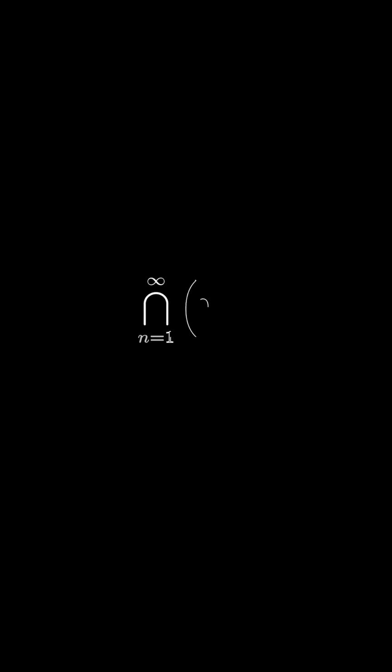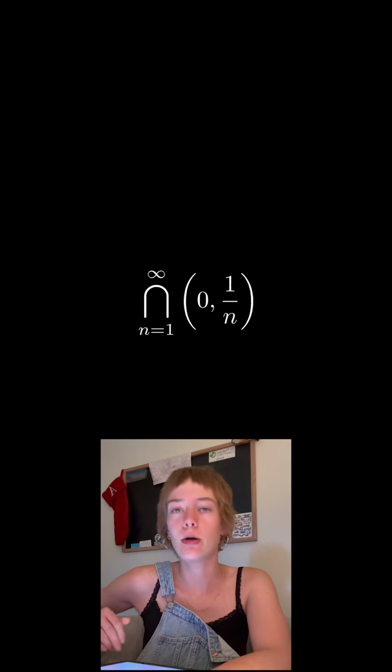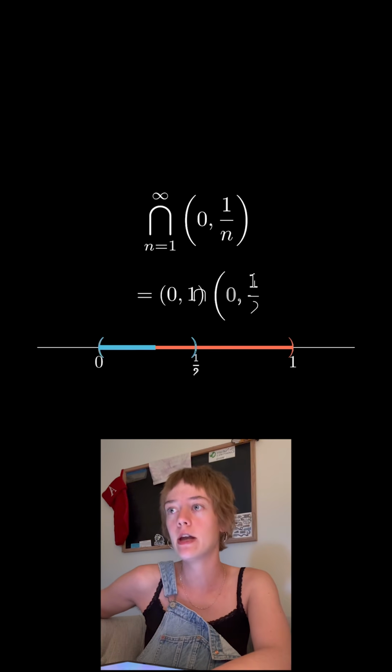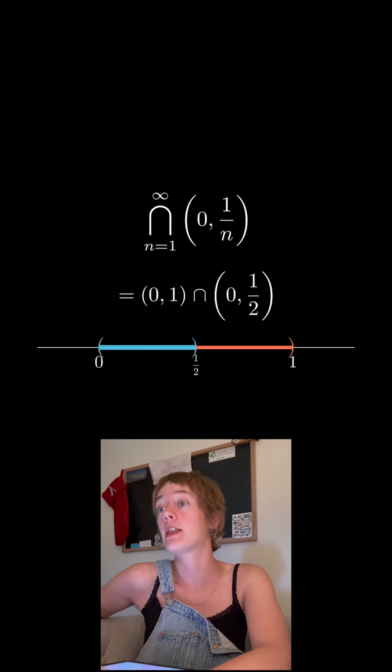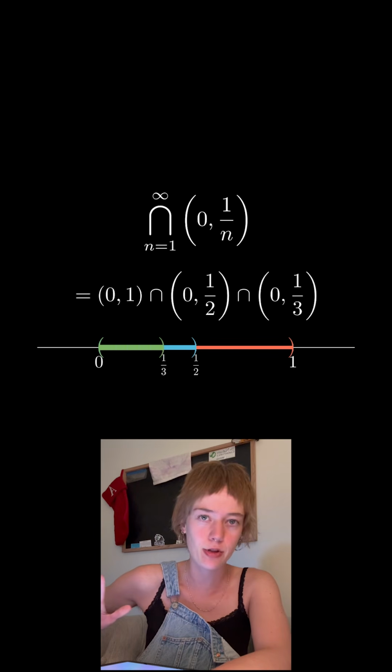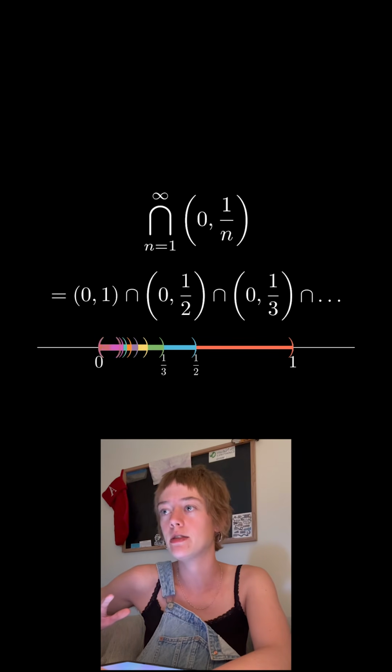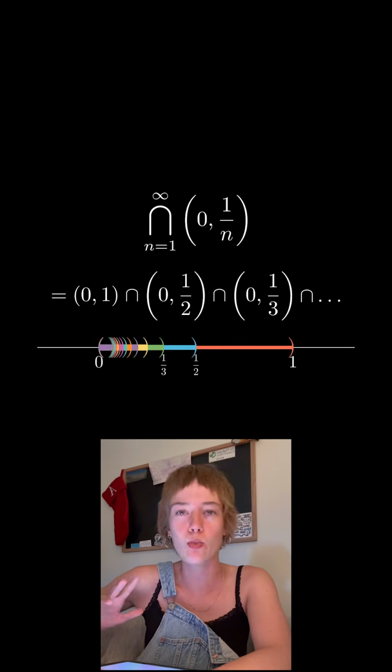The intersection from n equals 1 to infinity of the open intervals from 0 to 1 over n. What is that? Well, we're first going to take the open interval from 0 to 1 and intersect it with 0 to 1/2. This is going to be 0 to 1/2, right? Then we intersect that with 0 to 1/3. This is going to be 0 to 1/3. And we keep intersecting these open intervals to get what?